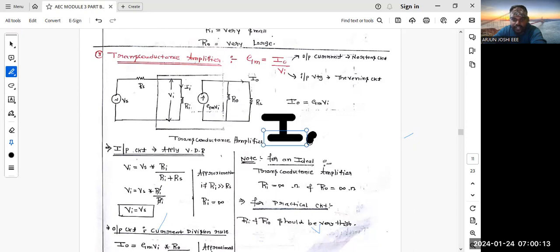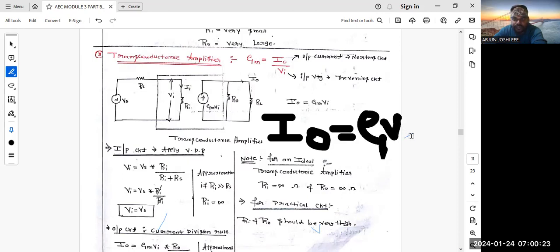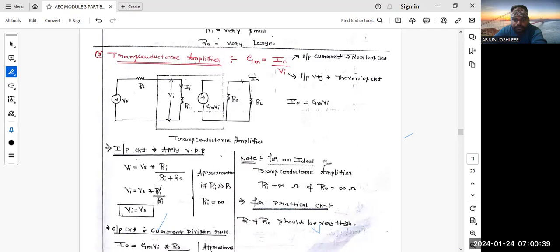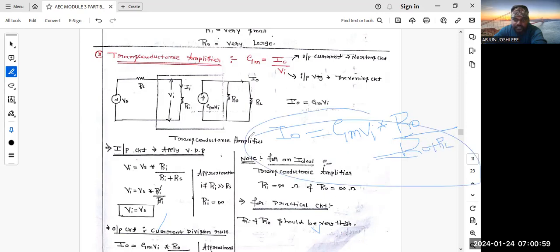I want I naught. I naught is equal to what, students? I naught is equal to the total input current GM VI, into the opposite resistance, R naught divided by R naught plus RL.